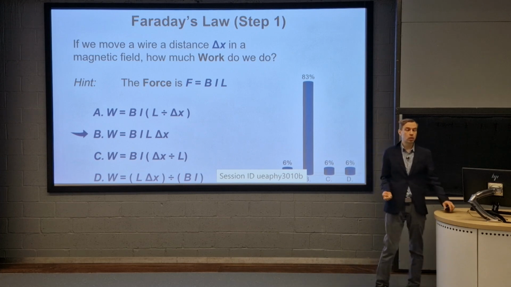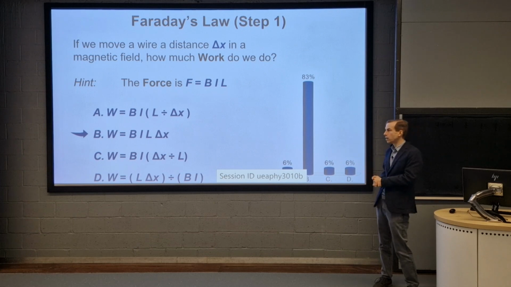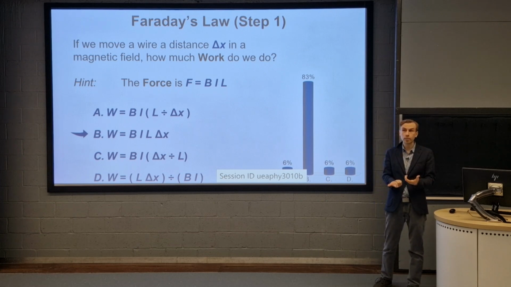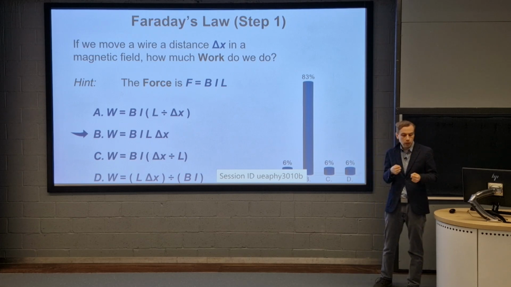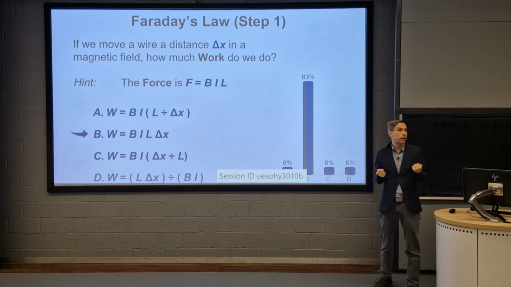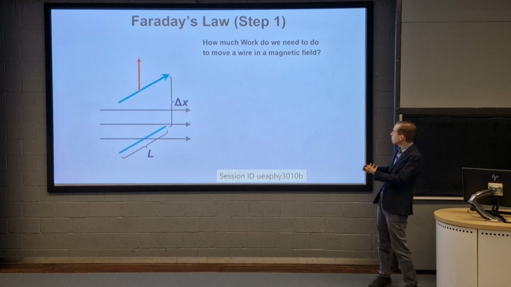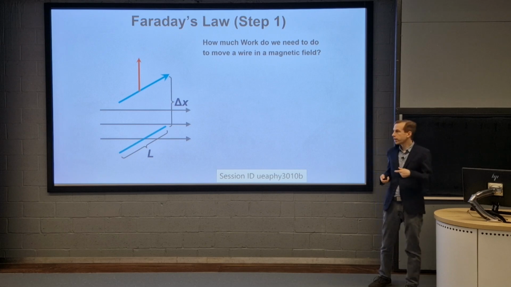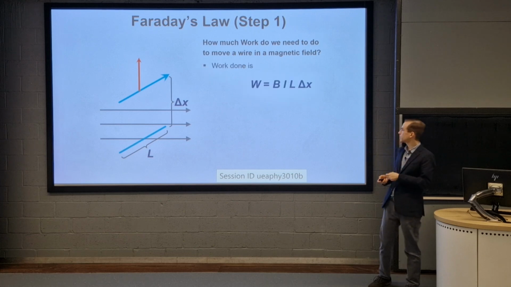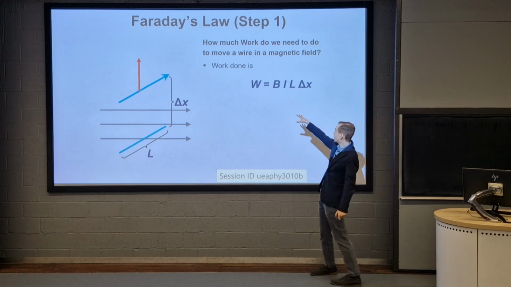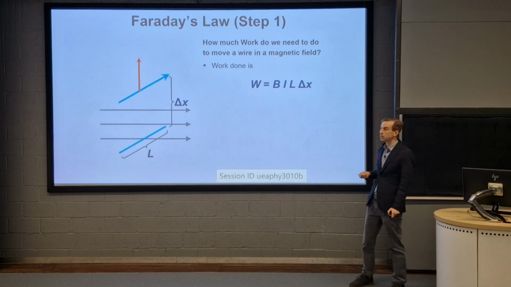So we've come along, we've moved our wire up through the magnetic field, and we have done BIL delta x of work. Now this is actually a really important result when we're starting to build this line of thinking towards an electrical generator. So let's see where this goes. If we think about how much work we've done, let's just recap what we saw. We've got a wire of length L, we've moved it a height delta x. So the work that we've done is BIL delta x. It's just the force multiplied by the distance that we've moved the wire.